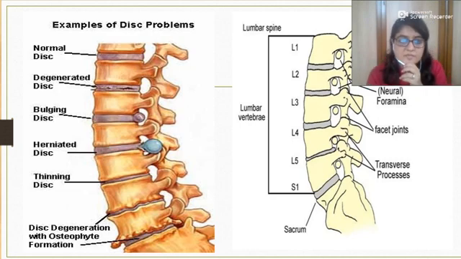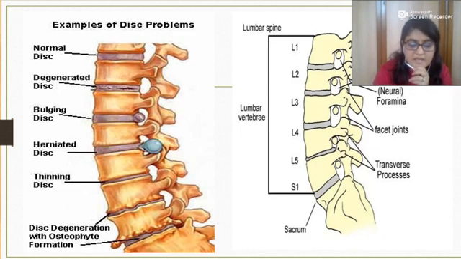The other problems of the disc are bulging of the disc, then degenerative disc, thinning of the disc as it is seen in the picture, then herniated disc, and last will be the disc degeneration with the osteophyte formation.